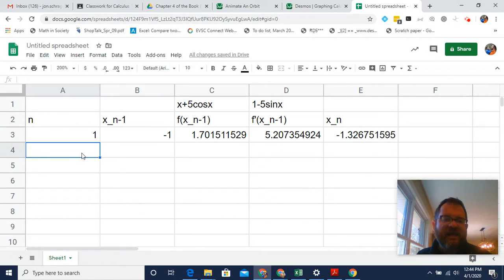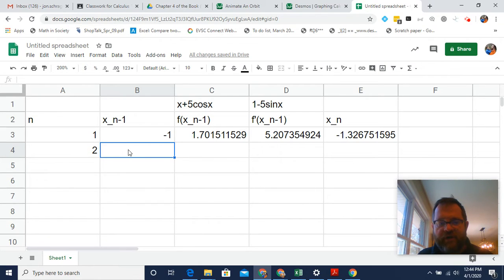Now let's make guess 2. Honestly, you could sit here and go 1, 2, 3 like this, but let's get a little smart about this and use functions. If we want to make n plus 1, we want this cell here to just be this cell plus 1. Now this cell is equal to 2. All right. What is x sub n minus 1?